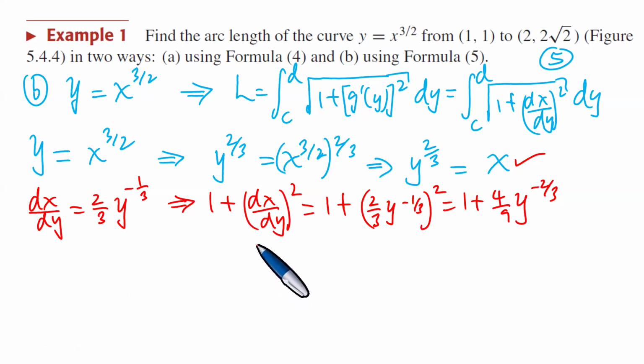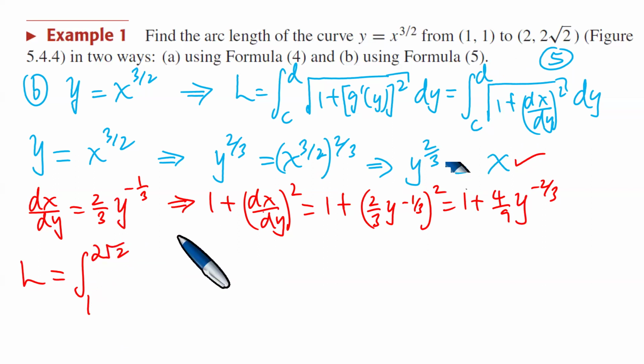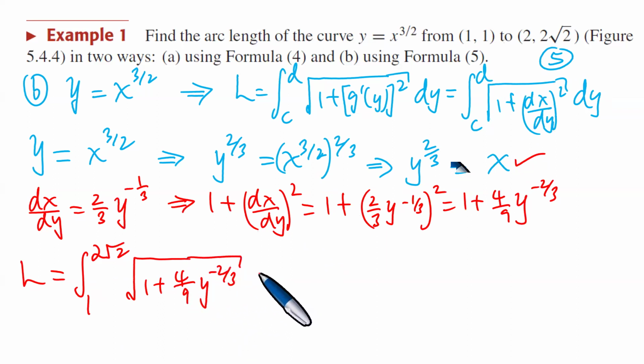To evaluate this integral now, we're going to put everything here under the square root so that the arc length, L, is this one from C to D, which means that it's going to be from y equals 1 to y equals 2, the square root of 2, then we have the square root of 1 plus the (dx/dy) squared, which is 1 plus 4 over 9 y to the minus 2/3. And then it is actually dy.